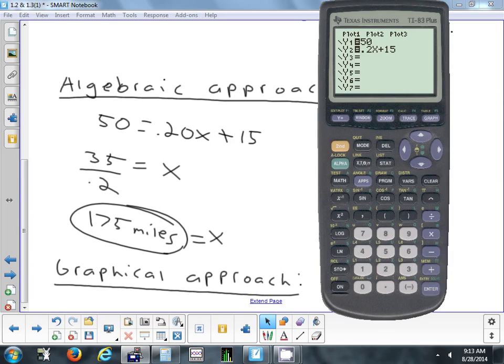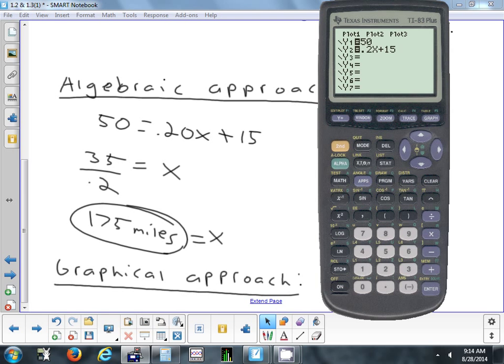Is everybody able to type that in? Okay, so we're going to have a horizontal line at 50, and then a line with a slope of 0.2 and y-intercept of 15. Let's look at my window before I even hit graph. If I hit graph right now, what's going to happen, based on what I typed in for equations? Yeah, you're not going to see most of it because it's too small. My viewing rectangle is too small.